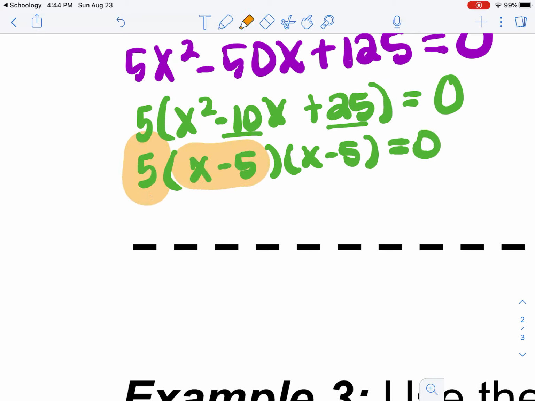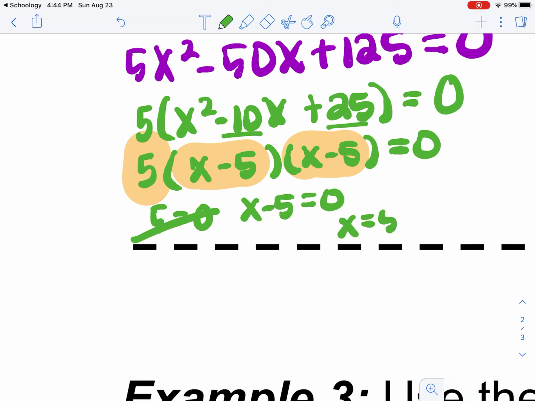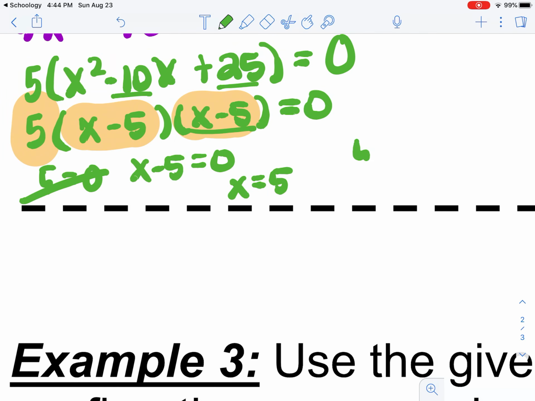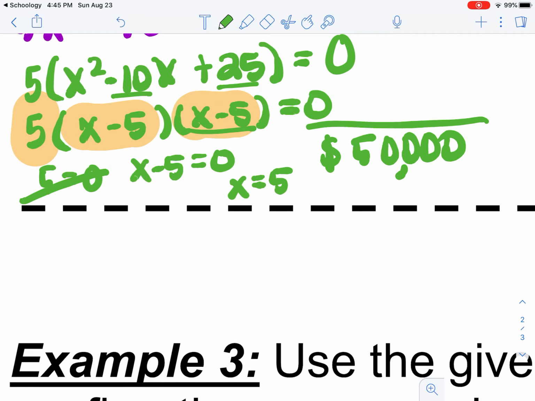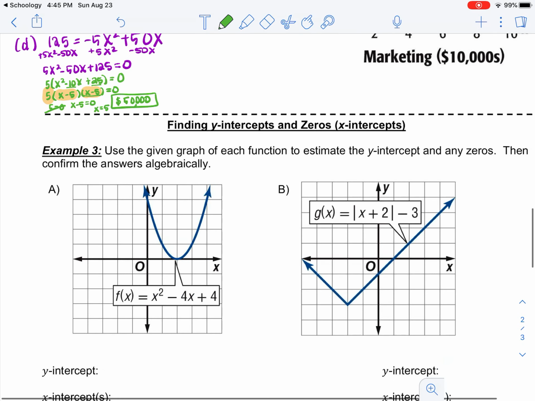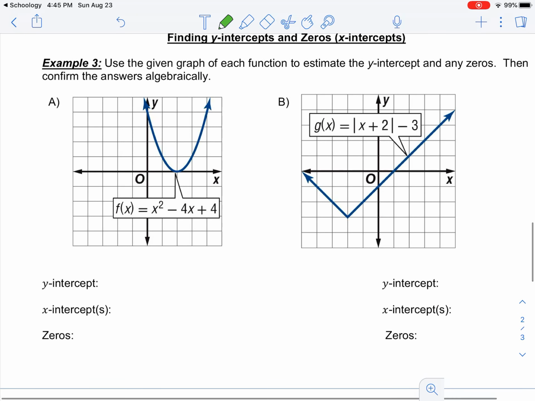And now I can set each factor equal to 0 and solve for x. So I can set 5 equal to 0 and solve for x. There is no x, so you can't do that. I can set x minus 5 equal to 0 and solve for x. I get x equals 5. And then this is giving me the same solution, so I don't have to do it twice. 5, add 4 zeros, and there's your $50,000. Okay?